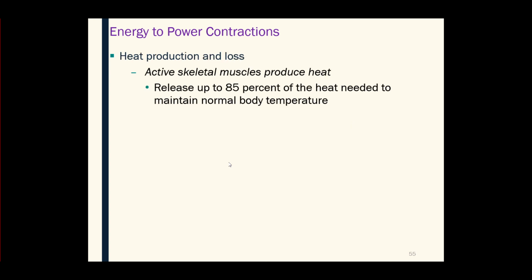Just a couple other things about muscles too and energy. We kind of know this that when you work out, you get hot, right? The reason for that is that active skeletal muscles produce heat. So we release up to 85% of the heat needed to maintain normal body temperature, right? So just part of the normal metabolism, our skeletal muscles will release heat.